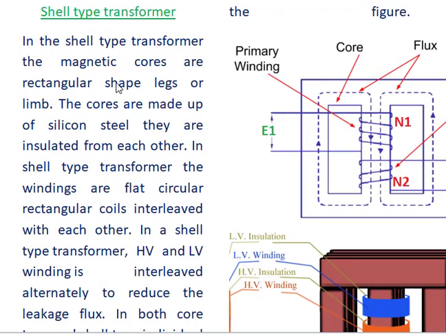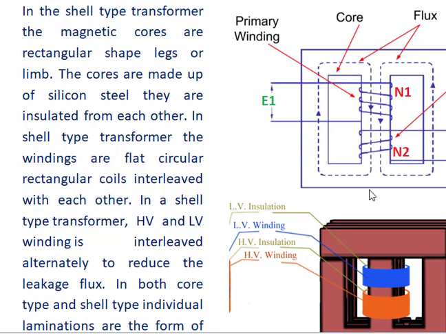Next we see the shell type transformer. It is the shell type transformer. Here the magnetic cores are rectangular shaped cores.